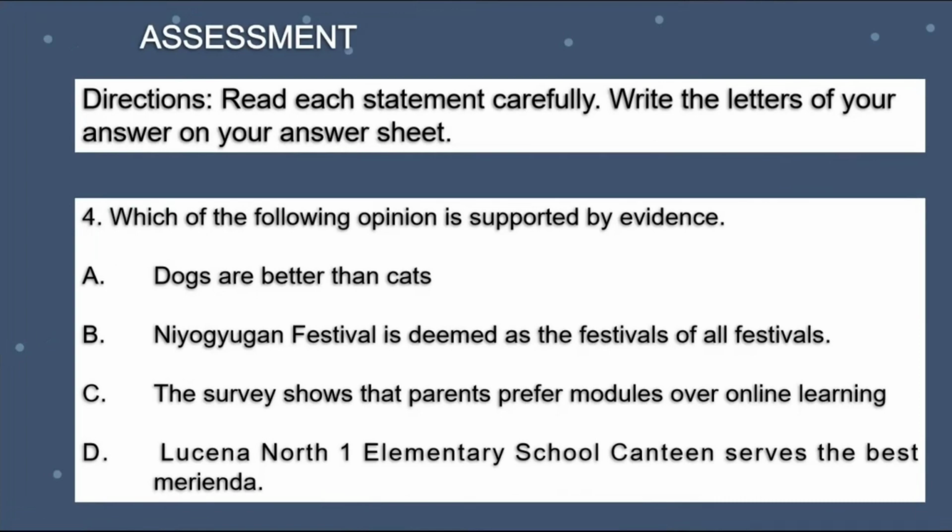Moving on to question number 4. Which of the following opinion is supported by evidence? Letter A, dogs are better than cats. B, Niyog-Yogan Festival is deemed as the festival of all festivals. C, the survey shows that parents prefer modules over online learning. Or D, Lucena North 1 Elementary School Canteen serves the best merienda. So again, which of the following opinion is supported by evidence? So the answer would be letter C.